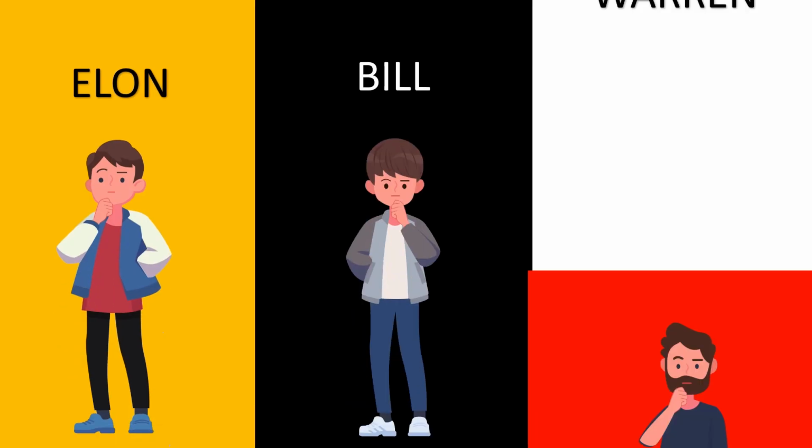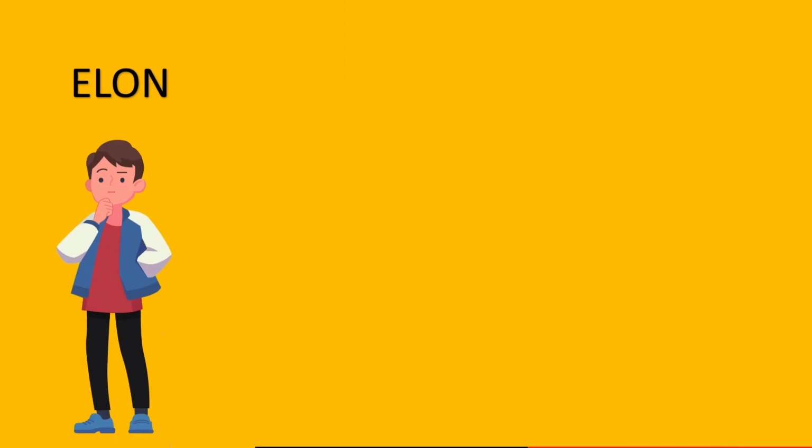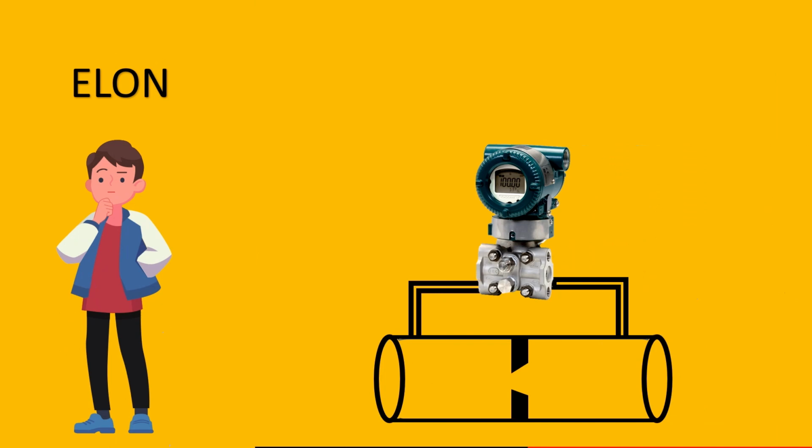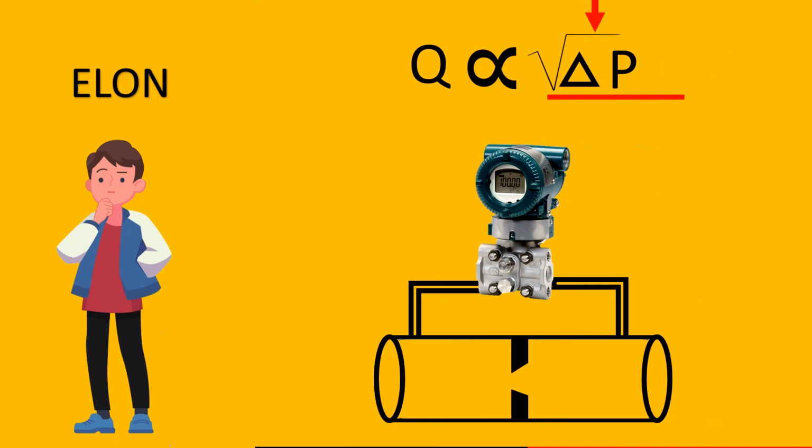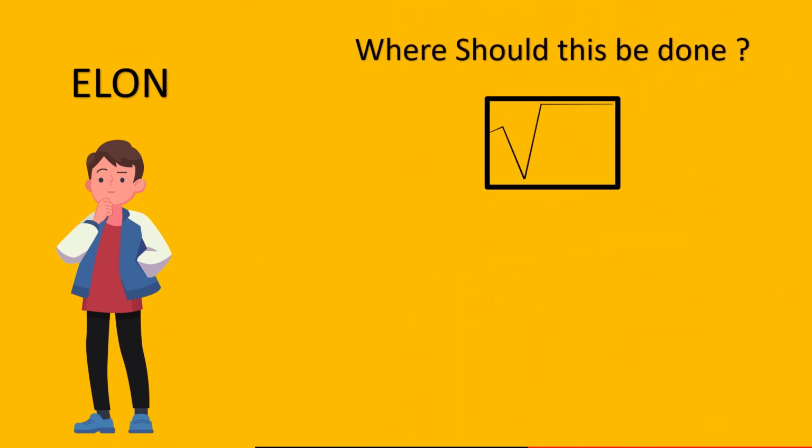Meet Elon, Bill, and Warren. Elon is a smart guy who knows that in a DP flow transmitter, the flow is proportional to the square root of delta P. But the point of concern here is, what about the square root? Where should the square root extraction be done?